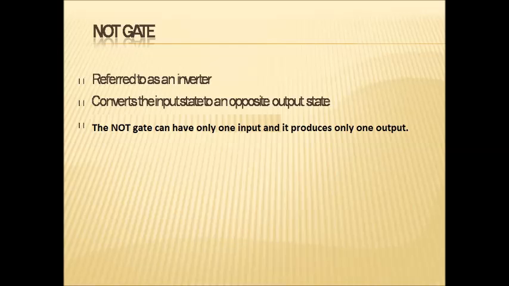Because of that reason, this gate is called an inverter gate. Please note the difference between the other basic logic gates and the NOT gate: the NOT gate can have only one input and it produces only one output. In the case of the other basic logic gates, AND and OR, you can see that they can have many input lines and produce one output line. But a NOT gate can accept only one input line and produce one output line.